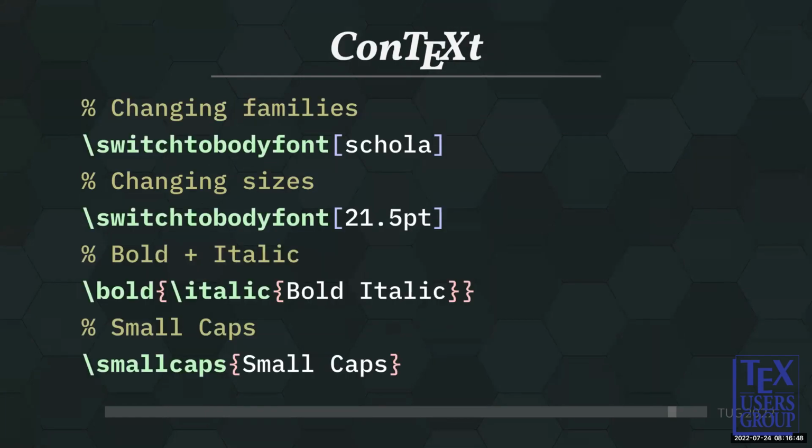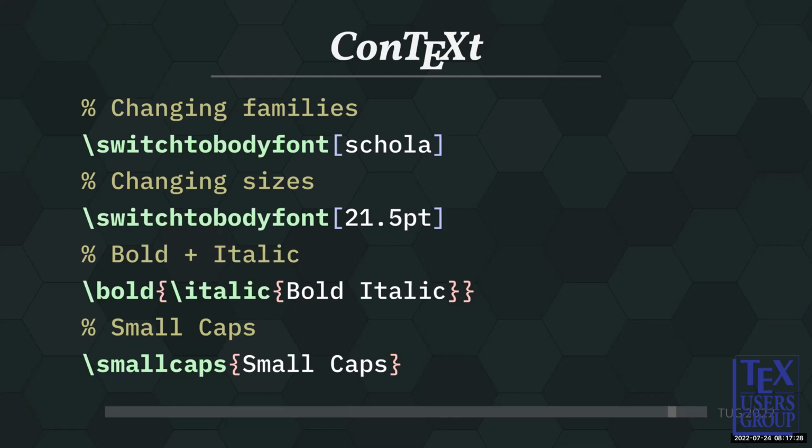So with ConTeXt, changing families is switch to body font and then the font name. Now, for this, you can only do the easy way for the built-in fonts, which is quite a few. Other fonts, it's more involved to set them up to load, but even that's fairly simple. Not quite as simple as the fontspec way in modern LaTeX, but it's doable. And then to change sizes, you just switch to body font with the size. And of course, ConTeXt also has these nice bold and italic commands that work very similar to the LaTeX commands. It also has the older plain style commands, and small caps is, once again, the aptly named small caps.